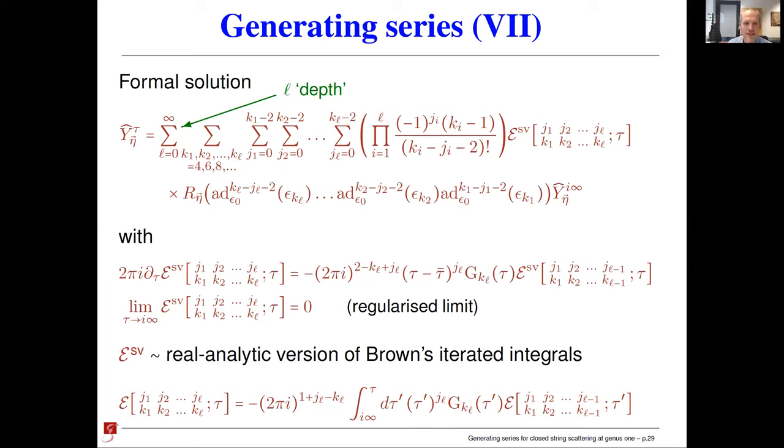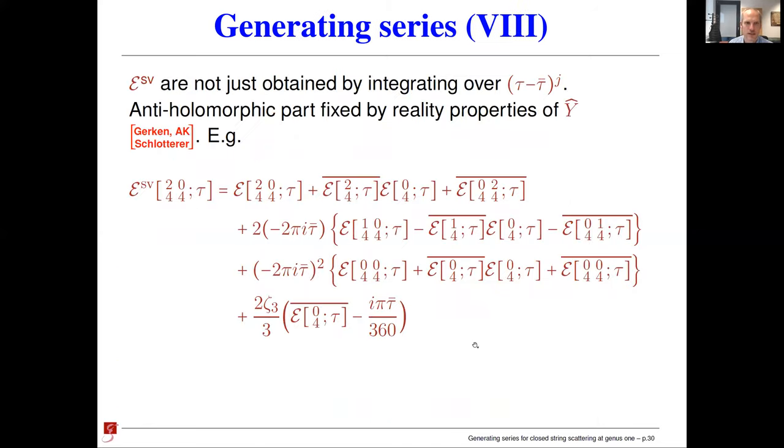Okay. So this is the formal solution. And as I said, we need to know what these things are. The complication is that here you have the imaginary part of tau and not tau. So they're a bit more complicated, which means they're not just given by doing these iterated integrals over the imaginary part of tau, but you also have to make sure to have the right real analytic properties. And this is something you can fix by using the reality properties of this function y hat.